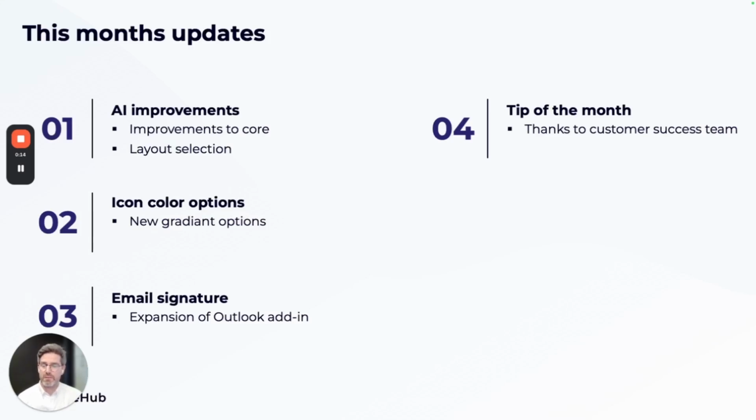This month we have a number of different things. We have some improvements to the AI experience. We have some new ways you can use icon colors in SlideHub. And then we are also happy to present our new email signature feature. And then last but not least, one of my colleagues will give you a tip of the month with the different ways you can use Smarter in your day-to-day basis.